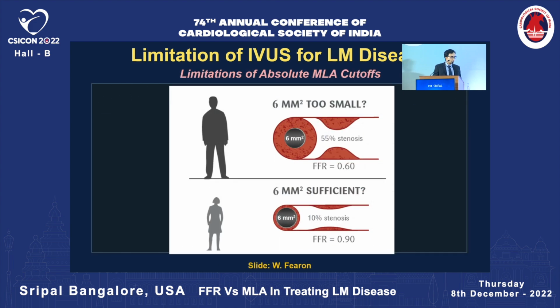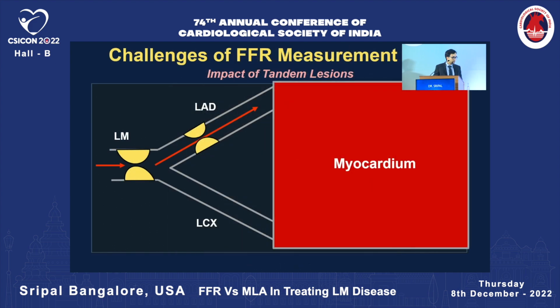So as can be seen here, if you're using absolute MLA cutoffs, we have to be a bit careful because this does not take into consideration the vessel size. The same absolute threshold can be adequate for a smaller patient, and it may be too small for a patient who has large coronary arteries. Moving forward from intravascular imaging, let's talk about challenges with the FFR measurements of the left main.